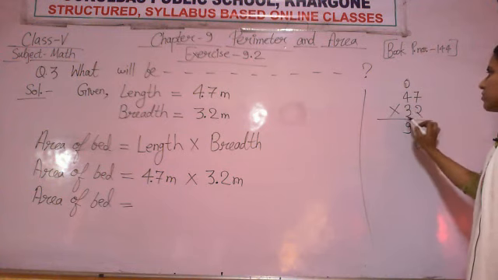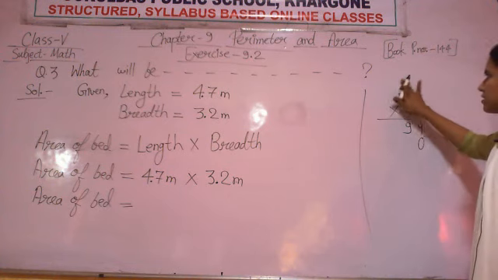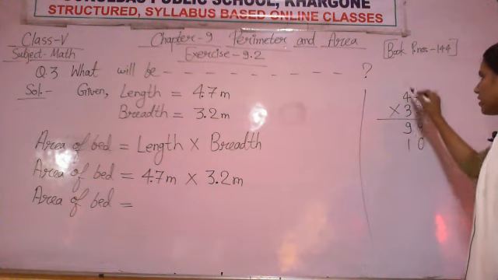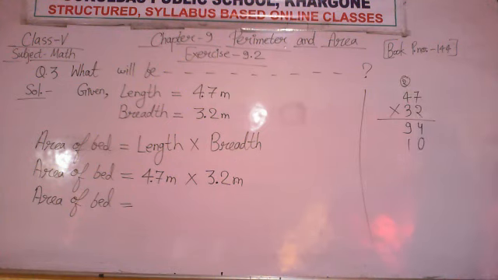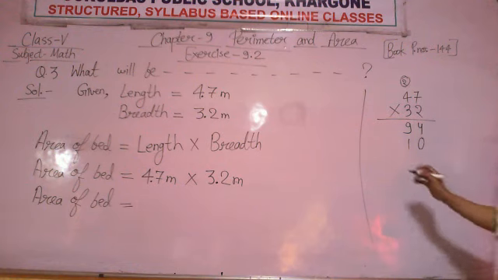Now multiply the tens place with 47. So 3 sevens are 21. 1 here, 2 carry forward. Now 3 fours are 12 plus 2 carry. 12 plus 2 is 14.